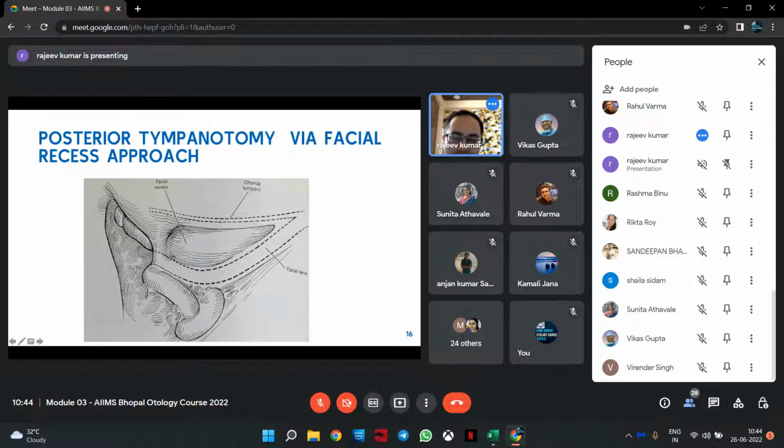So this is very tricky in the beginners, in the beginning of your career. So you have to keep patience. You have to use the right burr and the right direction. Nature has given us this short process of incus as a landmark, and it is projecting towards the fossa incudis recess. So you have to drill parallel to this short process of incus. All right.